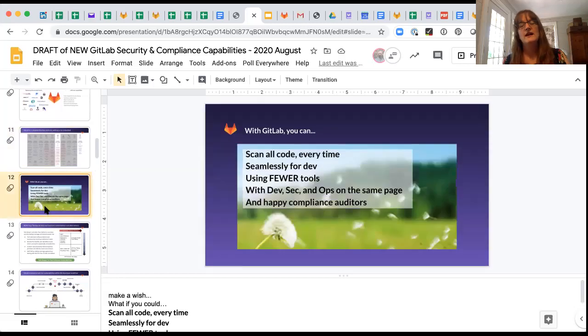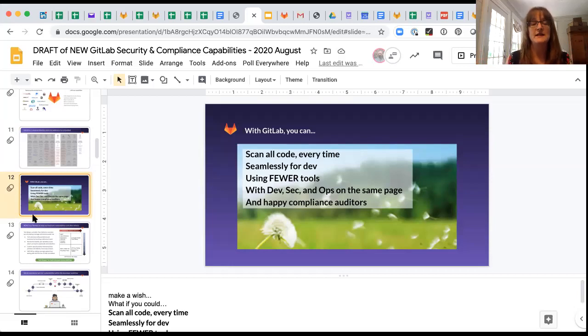Now, with GitLab, here is our value proposition. You can scan all your code every time there's a code change, seamlessly for the developer, using fewer tools, not more, and you have a single source of truth, getting dev and sec in particular on the same page. Everybody's looking at the same thing. So you don't have the translation between a security system back to the developer, and the developer trying to convince the security person that it's been dealt with.